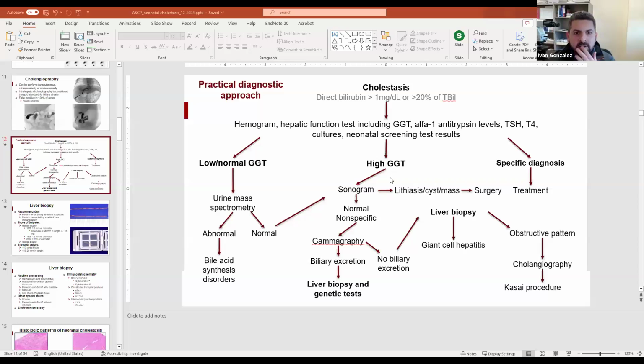So let me just share my screen. Is it right? So this is probably what they want, to share this algorithm.